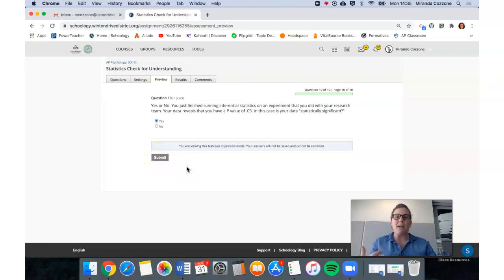If this was the same question, but I asked you if the p-value was 0.08, the answer would be no, because you would only be 92% sure. Okay, so the p-value to be statistically significant needs to be between 0 and 0.05.